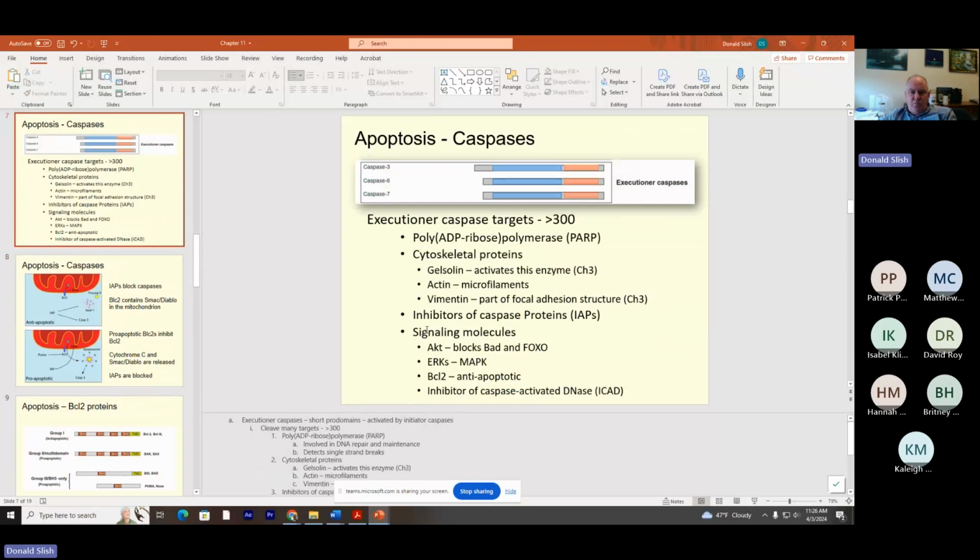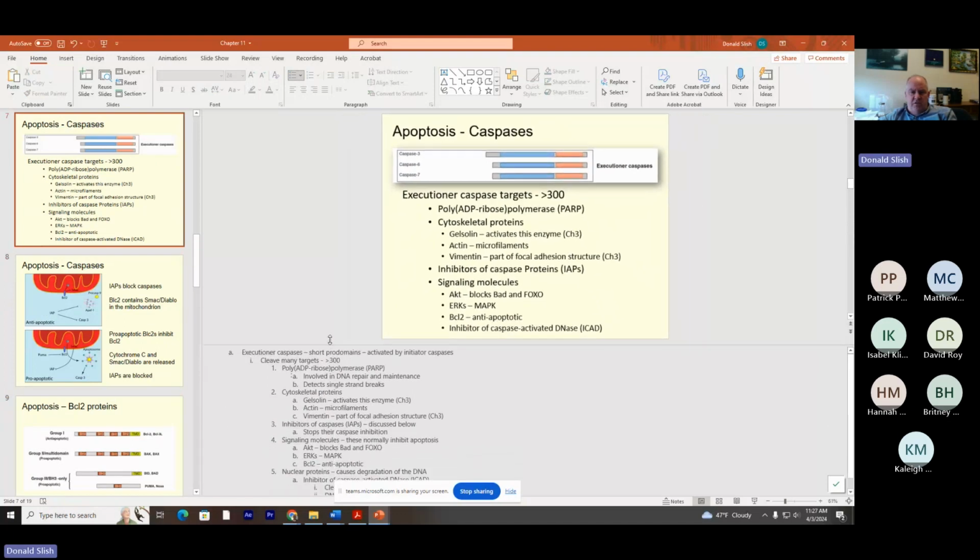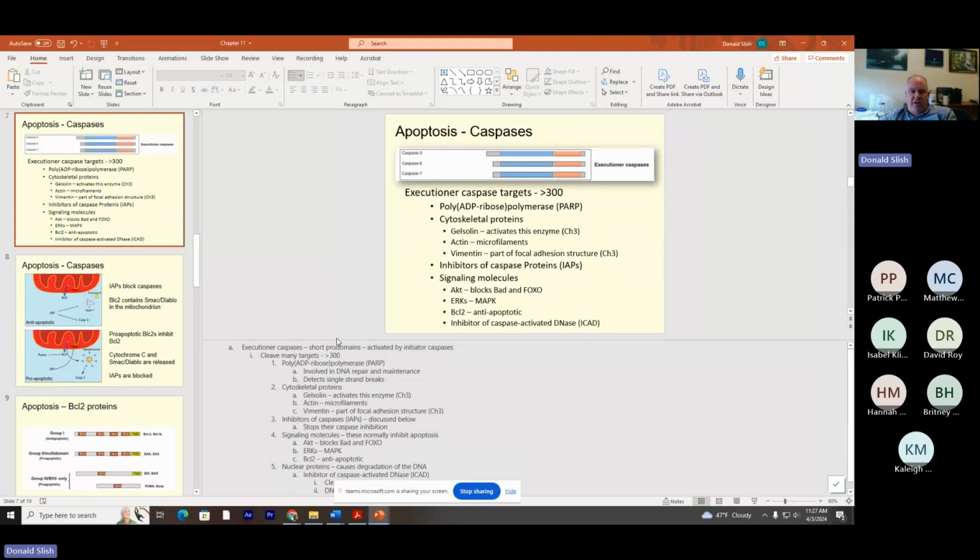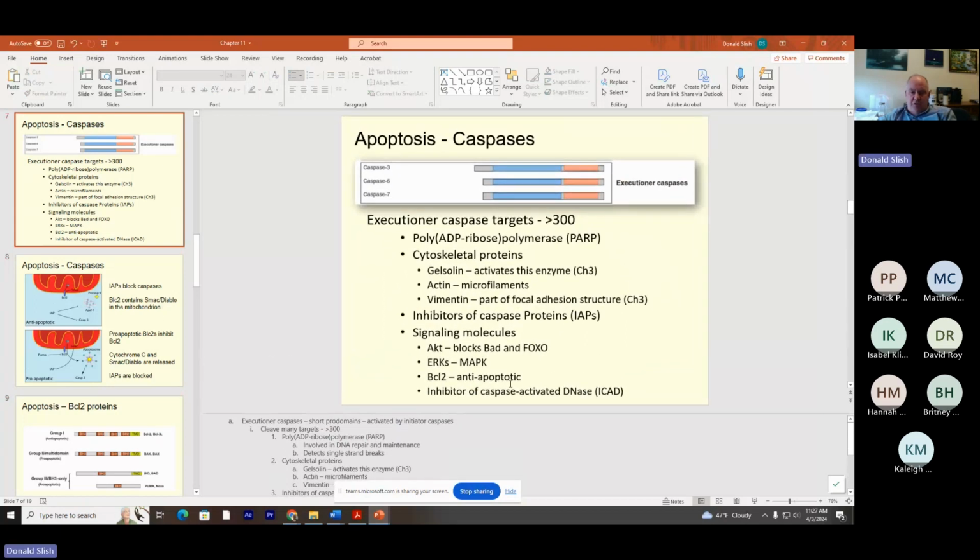So your caspases then are going to break down AKT, so you can no longer block BAD. It's going to inhibit MAP kinase, and MAP kinase is also blocking apoptosis. And you're going to break down BCL2 and your ICAD. So another thing we didn't talk about in the last chapter, you've got these proteins in the nucleus as well that are inhibiting the DNase that will break down the DNA.